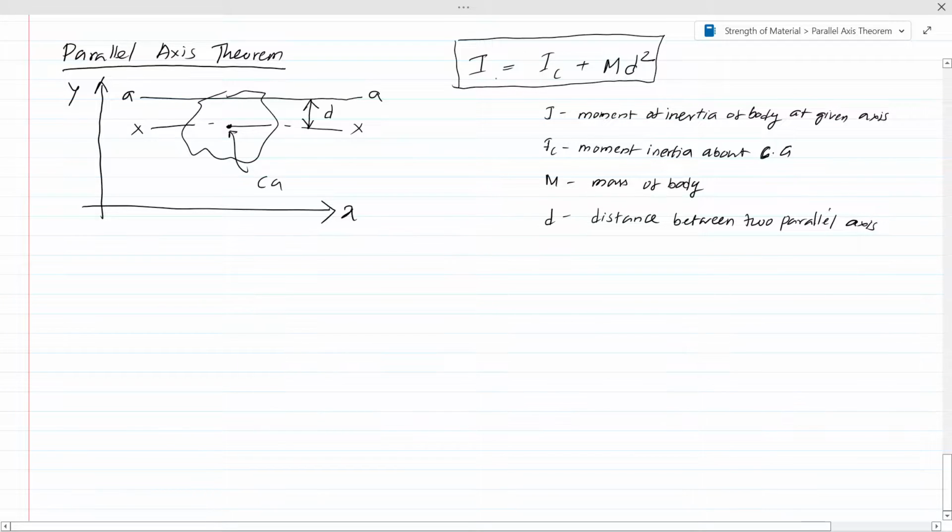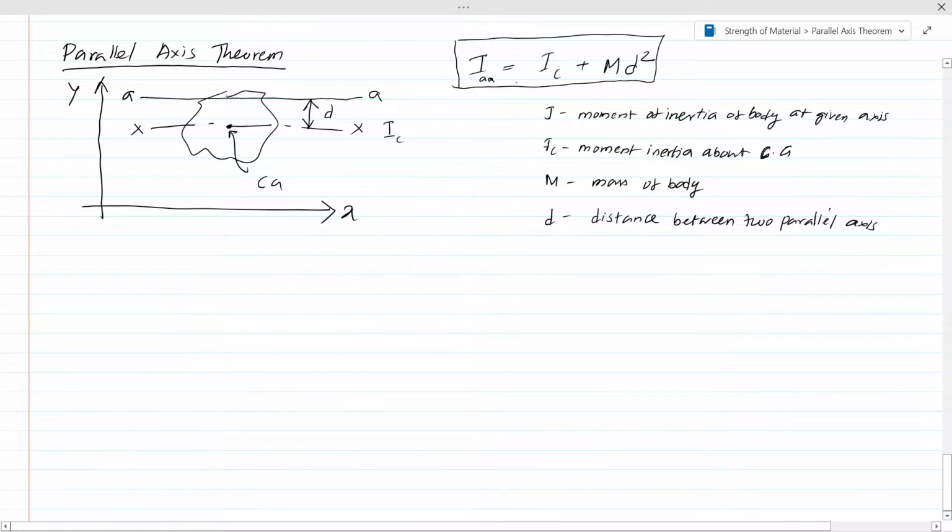I at AA axis can be written as IC, that is the moment of inertia at the centroid, plus m into d squared. Here m is the mass of the body, d is the gap between the two parallel axes. Now let's work out the example for better understanding of this.